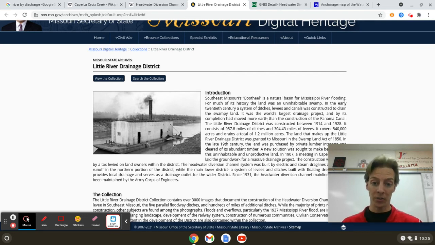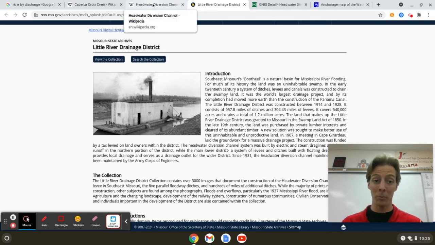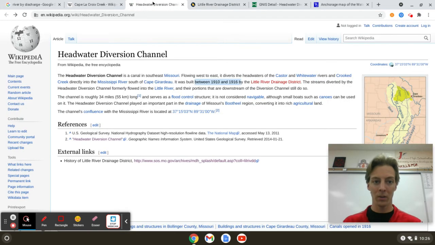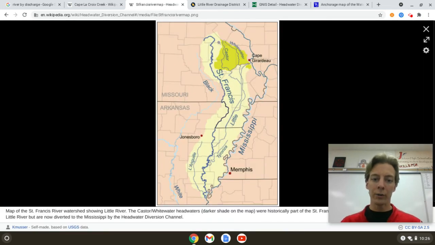And they did it, this says, the drainage ditch district was between 1914 and 1928. They moved more material than for the Panama Canal. Now, some of that's making levees, some of that's draining ditches. All right. But all of southeast Missouri not being swamp is because of this. All right. I wanted to show this picture right here because originally the Castor River, this part of the Whitewater River, they all flowed down in a little river here.